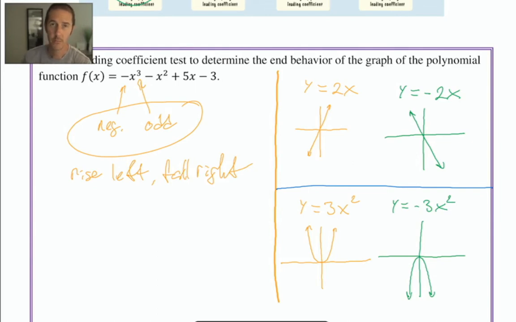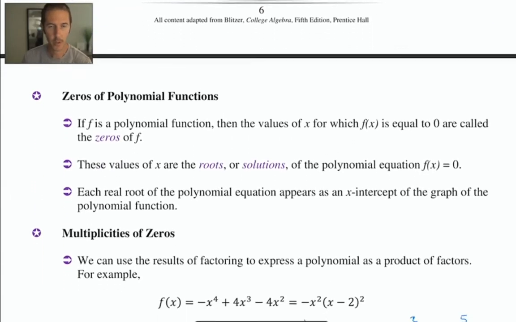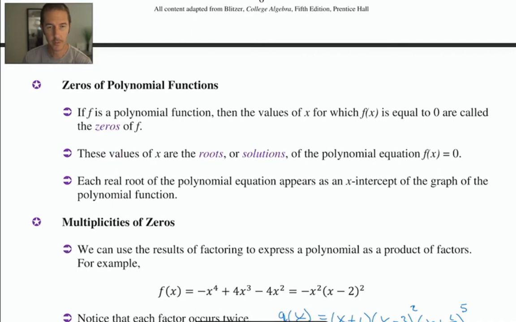That's pretty easy. I think it is. The idea is simple anyway. It's just a pattern that you have to commit to memory. And I think that if you relate it back to graphs that you're already familiar with, that will hopefully help you remember them better. Okay, the next subtopic is zeros of polynomial functions.